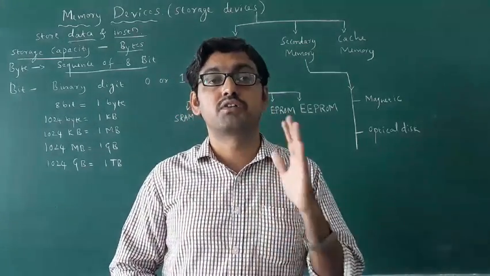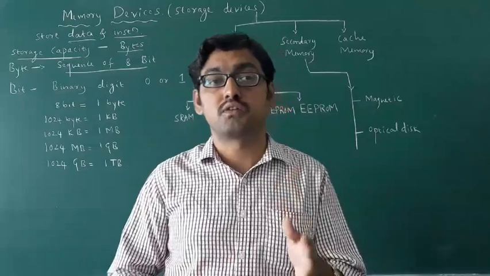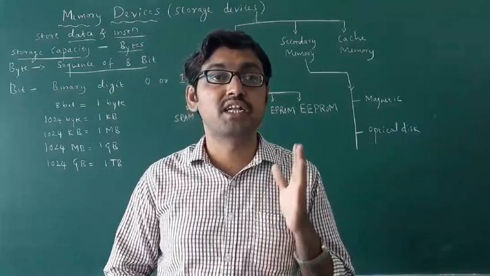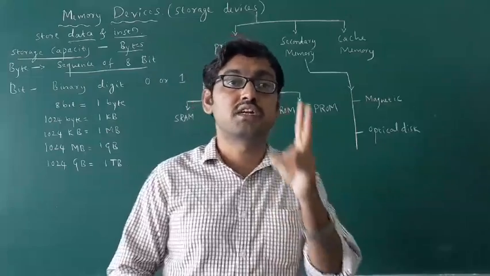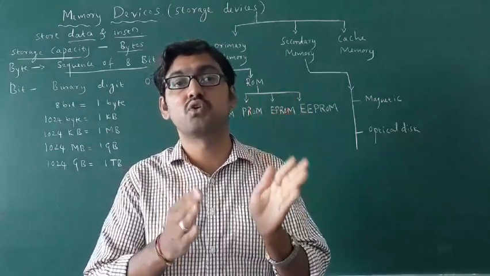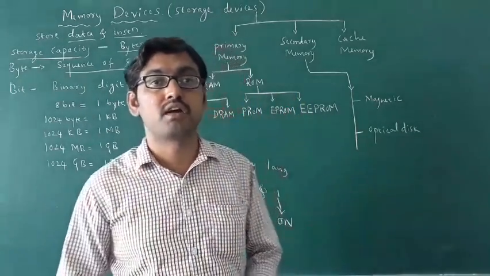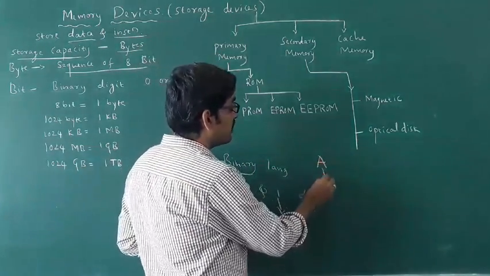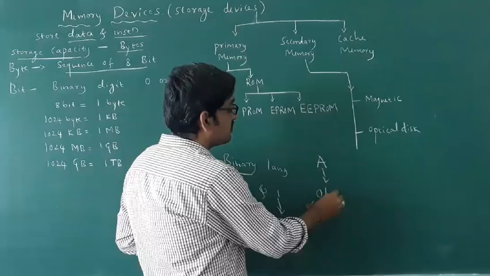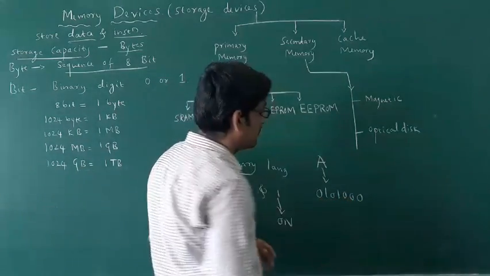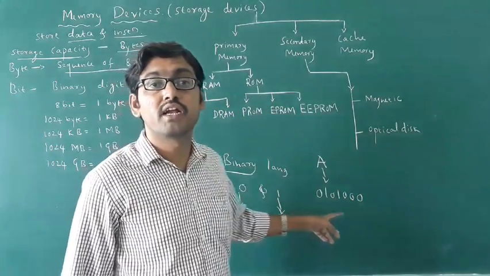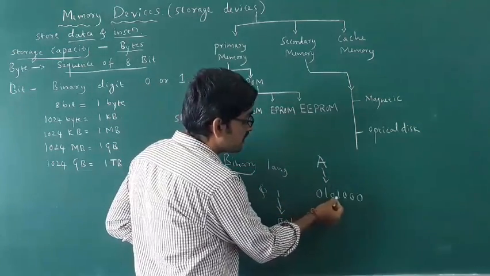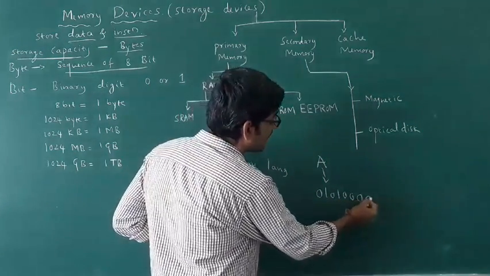You must remember, the computer knows a binary language. Binary language means it consists of only two words, that is 0 and 1. For example, when I type A, it will be converted into 10001. It is converted into 8 bits: 1 2 3 4 5 6 7 8.